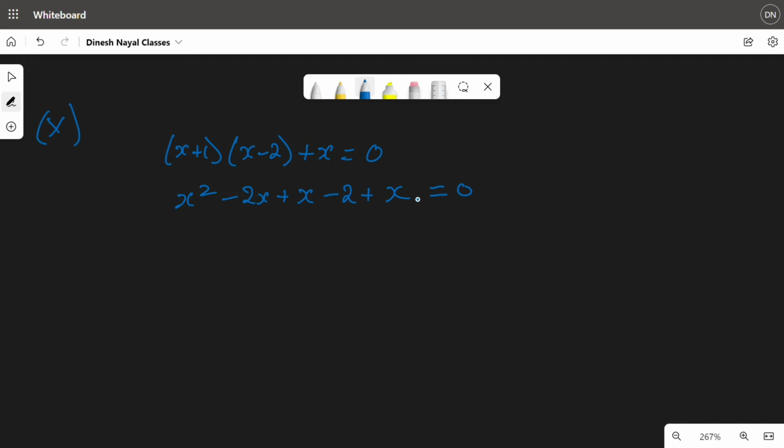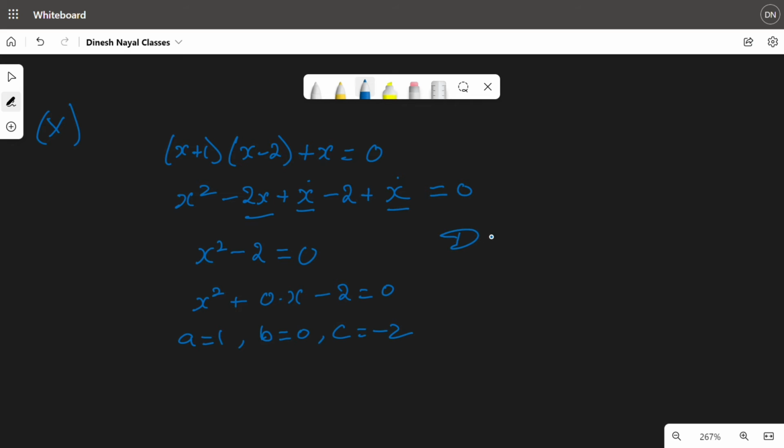Now we see that the x and x is 2x, minus 2x and plus 2x gets cancelled. So you have x square minus 2 equals 0. So we see that the coefficient of x is 0. So we can write this as x square plus 0 into x minus 2 equals 0. Now comparing it with ax square plus bx plus c equals 0, a is 1, b is 0, c is minus 2.